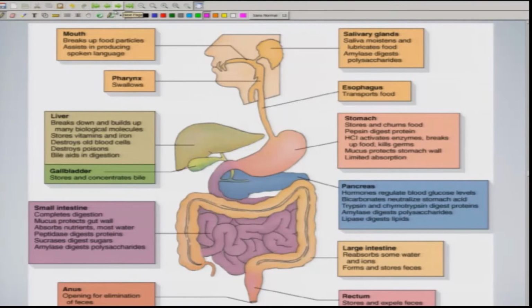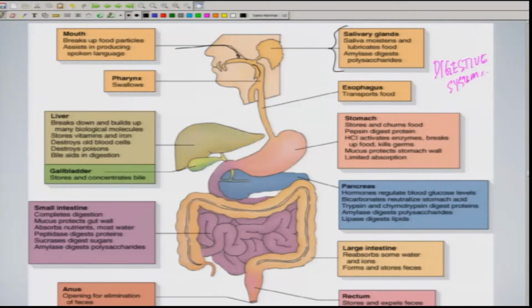Okay. So, from here we will move on to the digestive system. In the digestive system, this is where you have the mouth, which breaks up the food particles and secretes a whole bunch of chemicals with different roles, secreted by the salivary gland: saliva, which is involved in moistening and lubricating the food, and amylase, which helps in breaking down carbohydrates and complex polysaccharides.